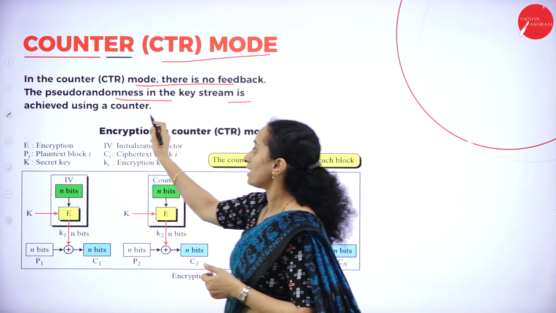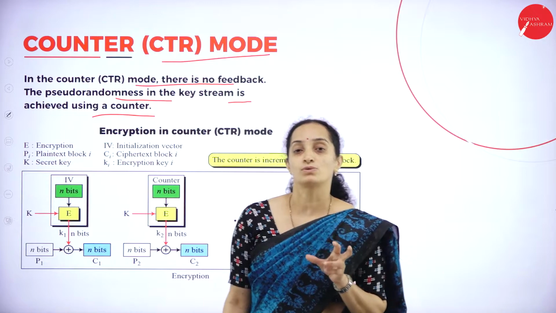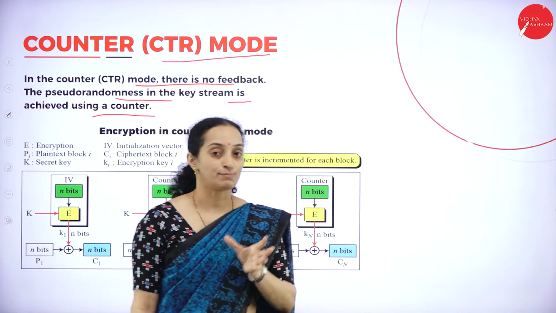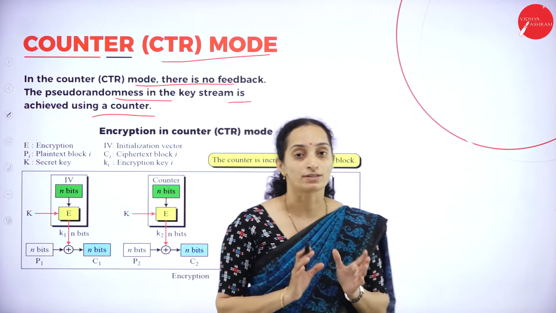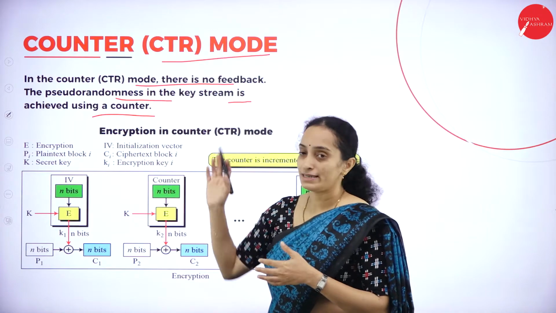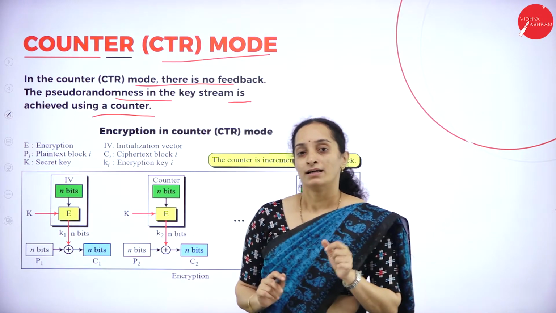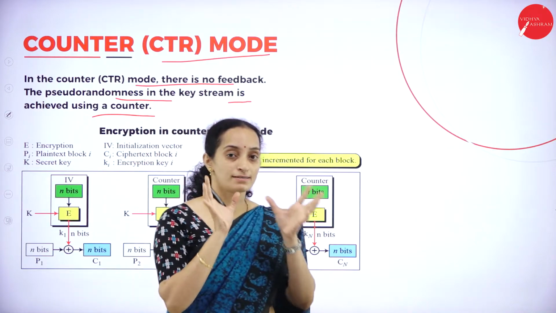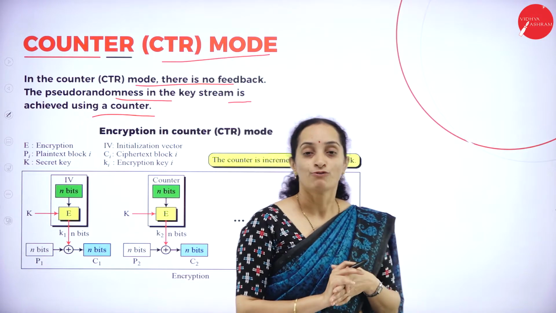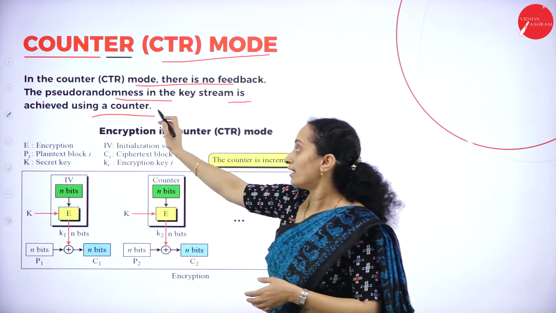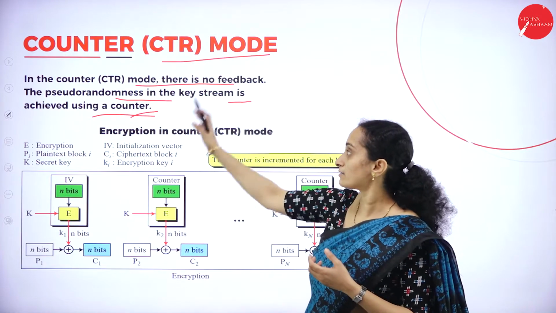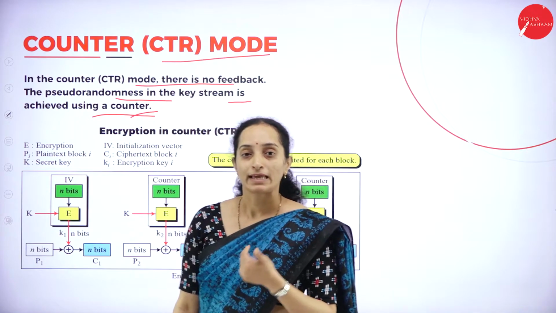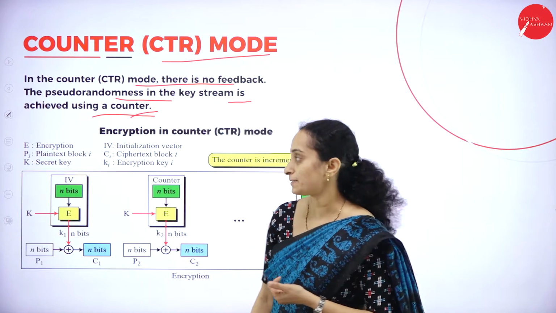The key stream is achieved using a counter. We are using a counter to create a perception of pseudo-randomness for the key generation. Even though it is sequential, the randomness is given to the adversary using the counter. That is why it's called the counter mode. In the previous modes, we used registers. In this mode, it is all about the counter.